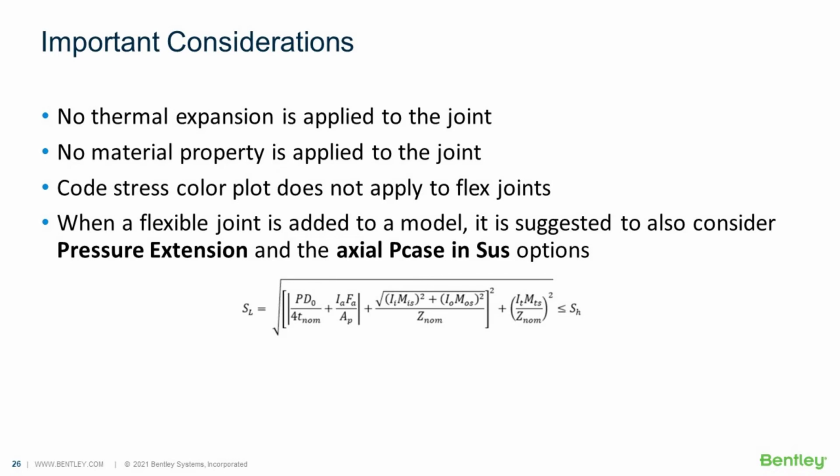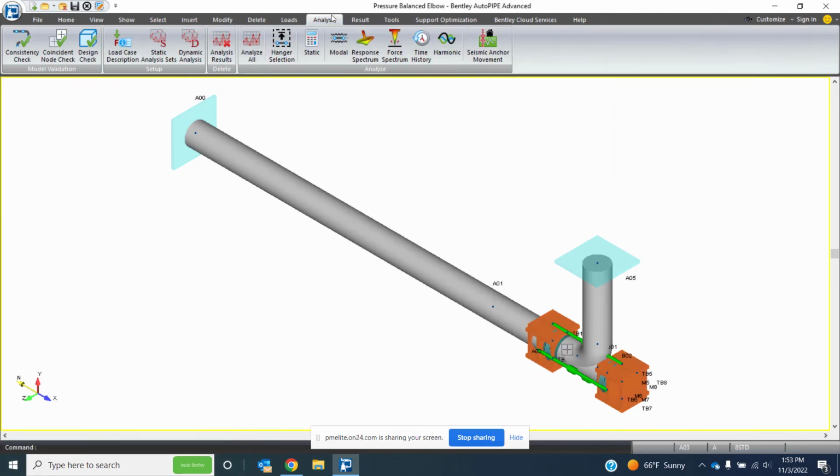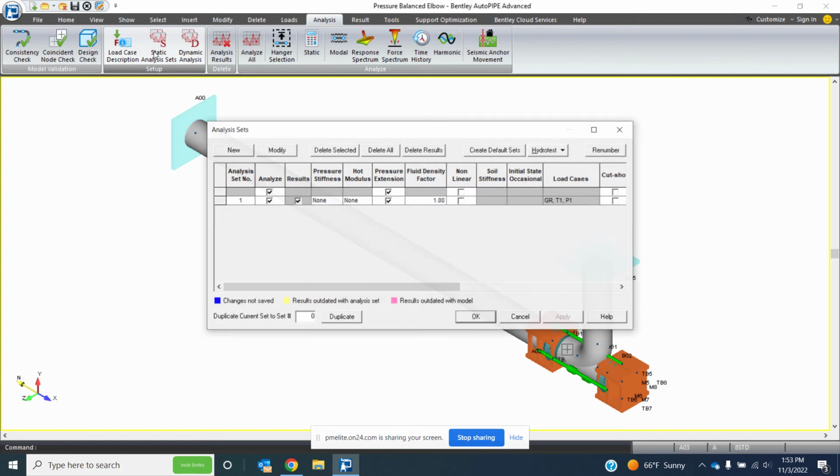So when a flexible joint is added to a model, it's suggested to also consider pressure extension and the axial P case in sustained options in that model. So I'll come back to here. Where do I turn those on? If I go to my analysis, static analysis sets, here is your pressure extension option for your static analysis sets.